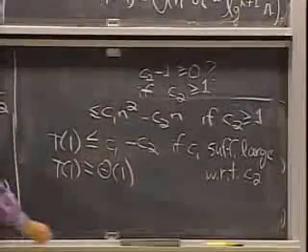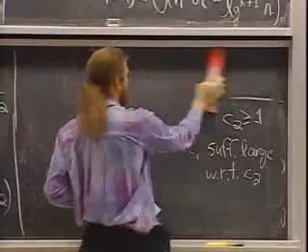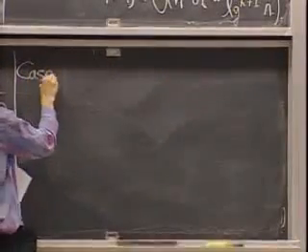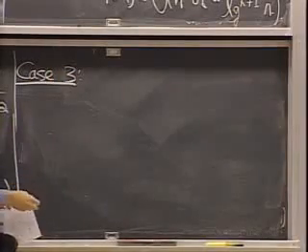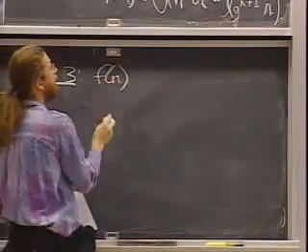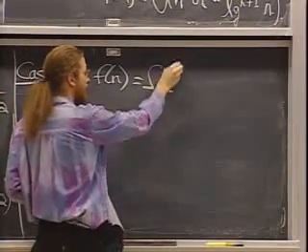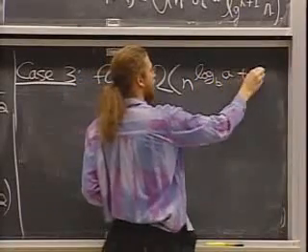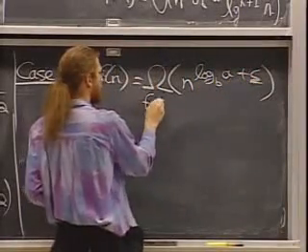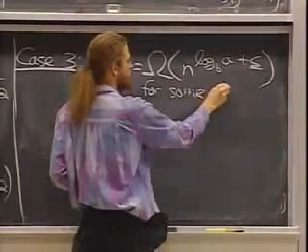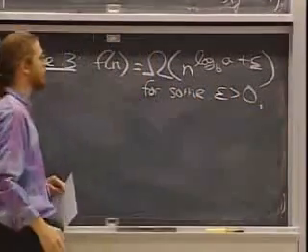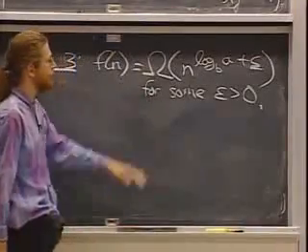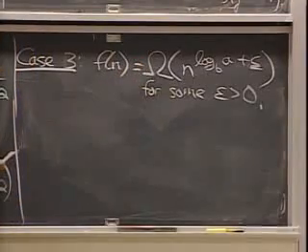We have one more case, which is slightly more complicated. We need to assume slightly more for case 3. But case 3 is roughly when f of n grows bigger than n to the log base b of a. So it should be capital omega. Here's one place where we get to use omega. Log base b of a plus epsilon for some positive epsilon. So it should grow not just bigger, but polynomially bigger. Here it was growing just a log factor bigger, polylog. Here it's a polynomial factor.